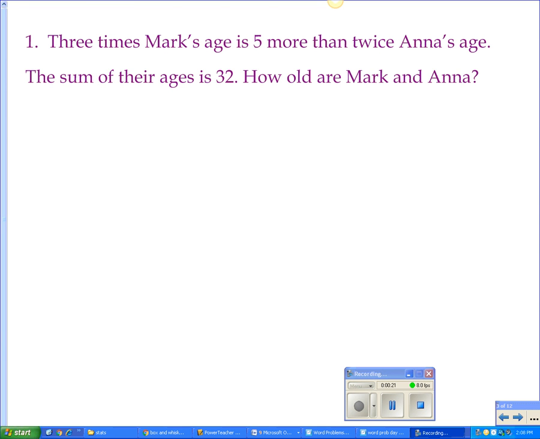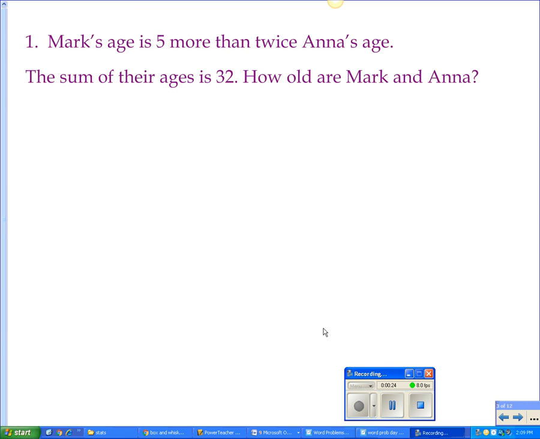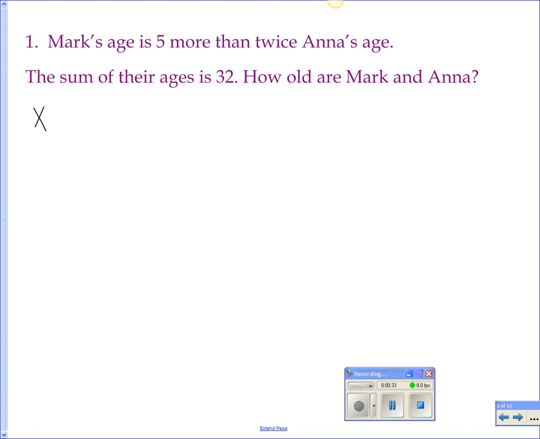Okay. So we've got Mark's age is 5 more than twice Anna's age. The sum of their ages is 32. How old are Mark and Anna? Joey, what should X and Y be on this problem? Two people. Which two people? Mark and Anna. So that's our X and Y. We got Mark and Anna.